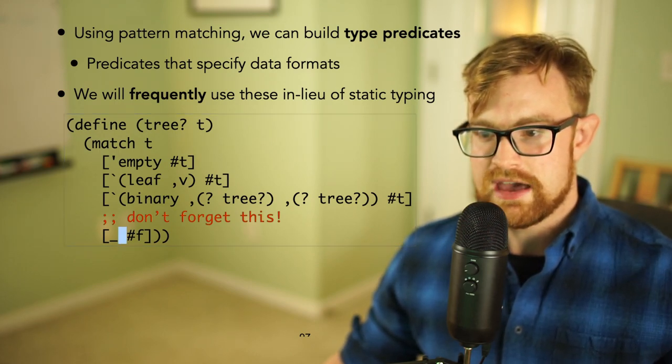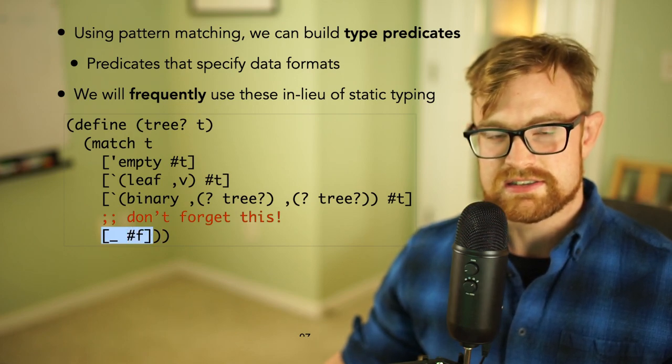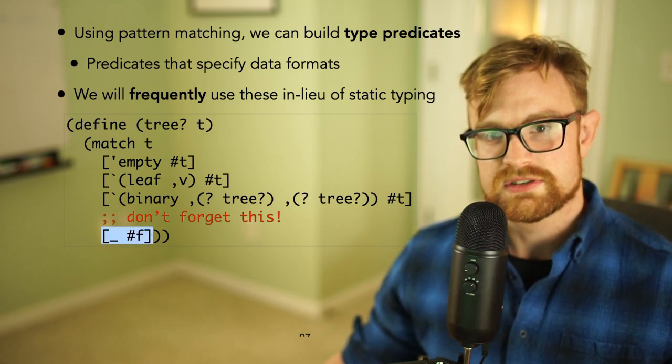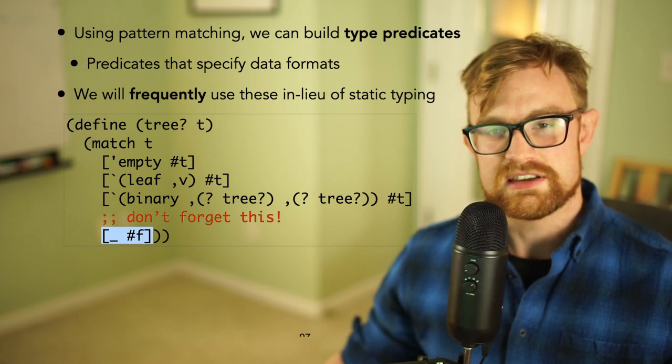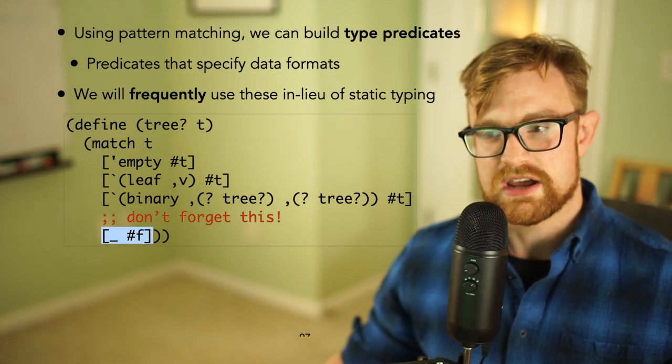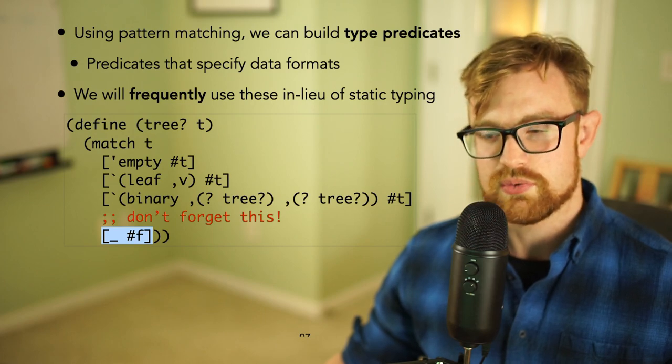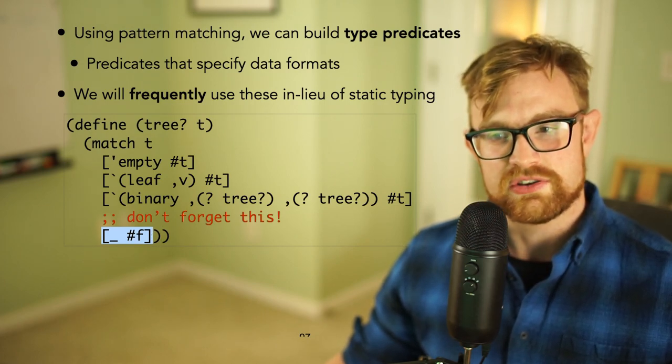And then also point out that anything that doesn't satisfy these predicates, I want to return false. If I don't do this, this is going to lead to match failures, which will crop up as dynamic errors. All right, so you usually want to avoid that. You usually want to return false right here.